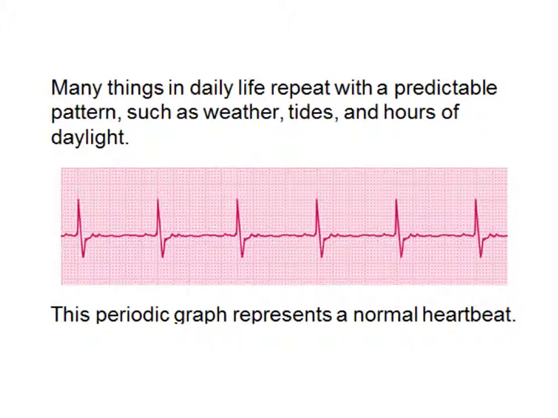For this section, we are going to be looking at what's called periodic functions. Periodic functions are things that repeat with some kind of predictability. So, for example, weather patterns repeat over the course of a year, or in the case that you're seeing here, this heartbeat pattern repeats every certain amount of time, and it's very predictable.